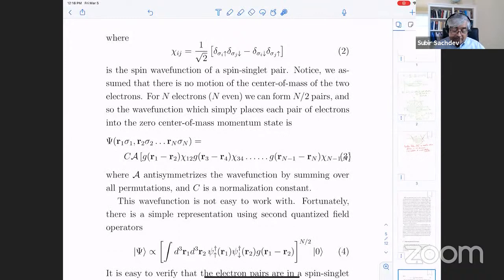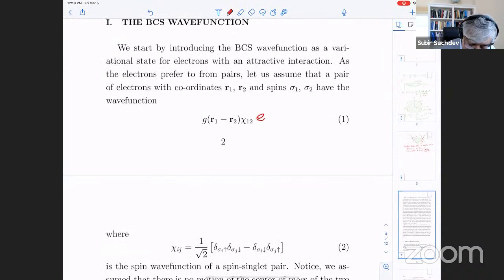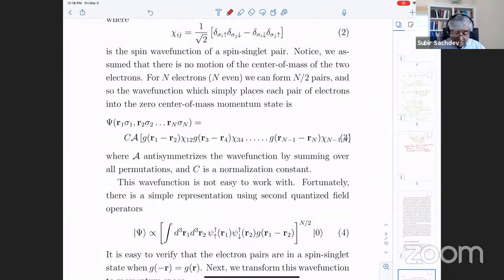So this wave function is independent of the average. In general, you would say that the wave function is this times e to the i k center of mass dot r1 plus r2. So that would be a more general wave function where the center of mass is also moving with some momentum k. So here we're just assuming that this k center of mass is zero. So we have taken a pair of particles and put them in a zero momentum state. Okay, so now we just do that with all pairs and put them all in the zero center of mass momentum state. And that's this part of the wave function here. So that's exactly what you do in a Bose-Einstein condensate. You take every boson and put it in the zero momentum state.